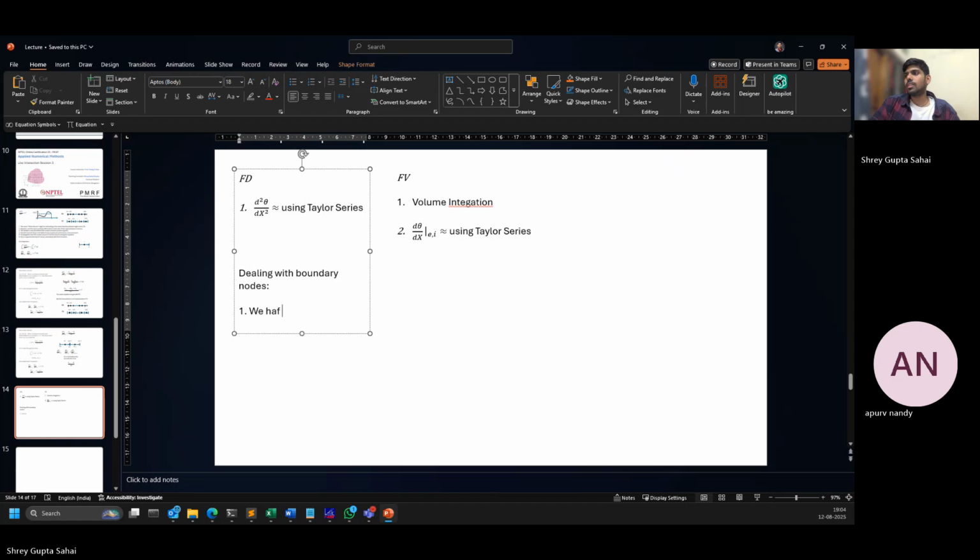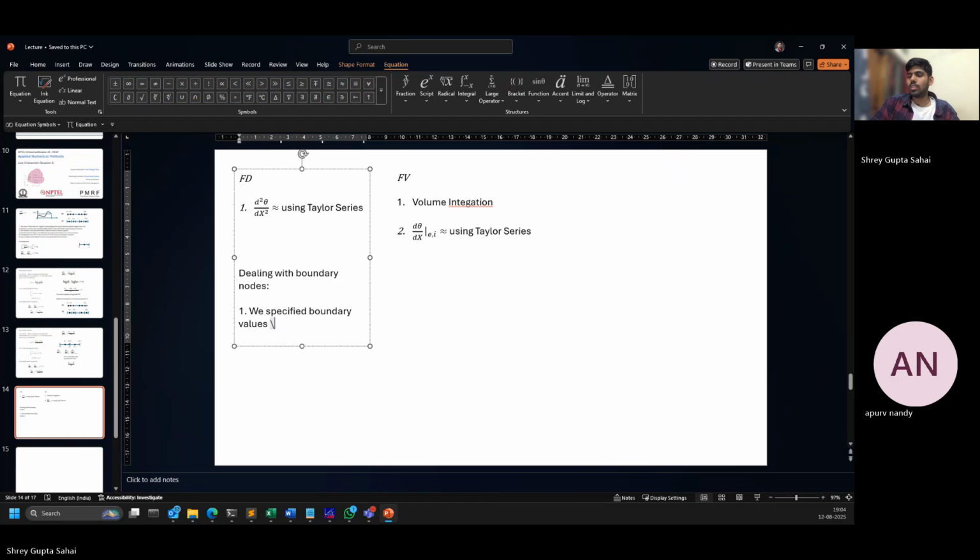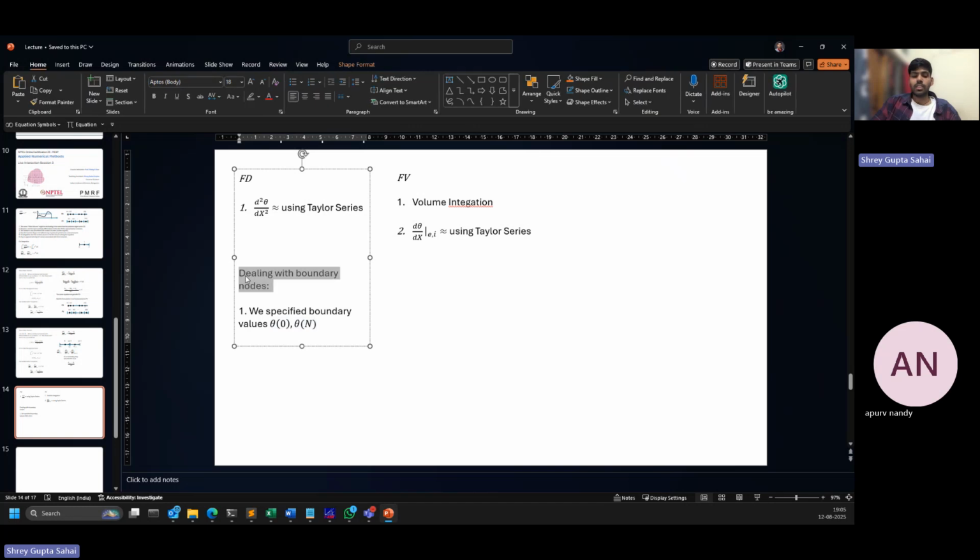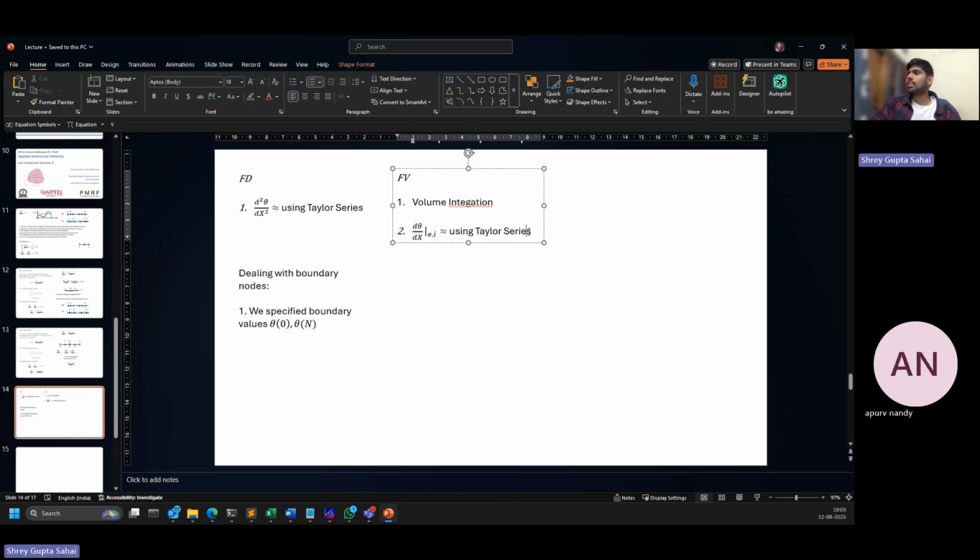We specified boundary values, right? This is what we did, theta 0 and theta n. How we deal with boundary nodes in the finite volume method is very different. This is another place where the distinction becomes clearer.